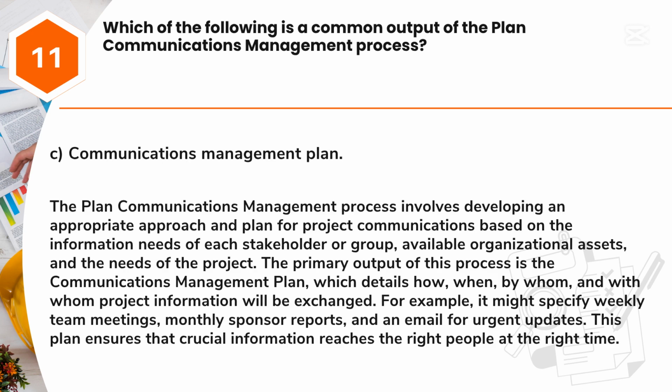Answer: C. Communications management plan. The planned communications management process involves developing an appropriate approach and plan for project communications based on the information needs of each stakeholder or group, available organizational assets, and the needs of the project. The primary output of this process is the communications management plan, which details how, when, by whom, and with whom project information will be exchanged. For example, it might specify weekly team meetings, monthly sponsor reports, and an email for urgent updates. This plan ensures that crucial information reaches the right people at the right time.